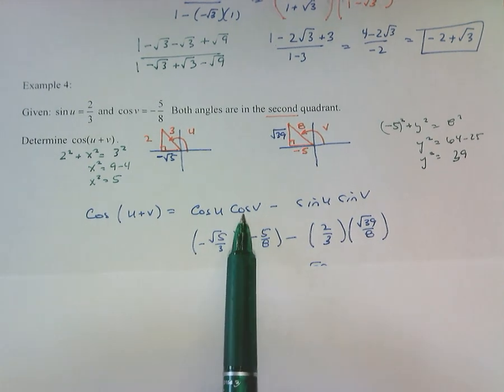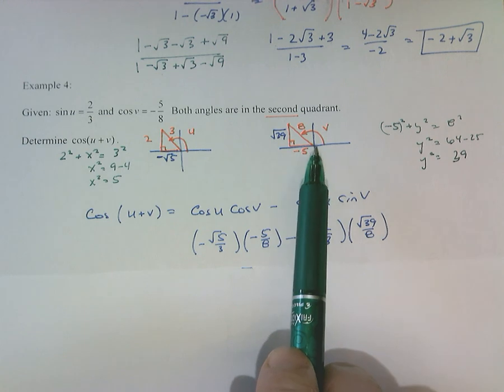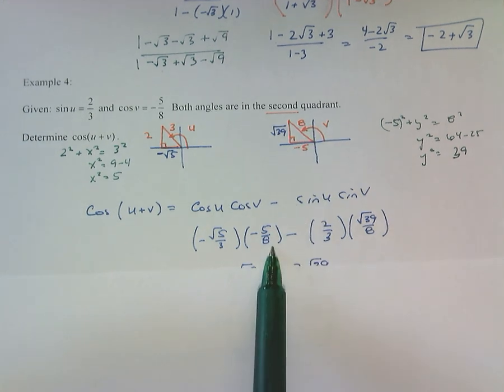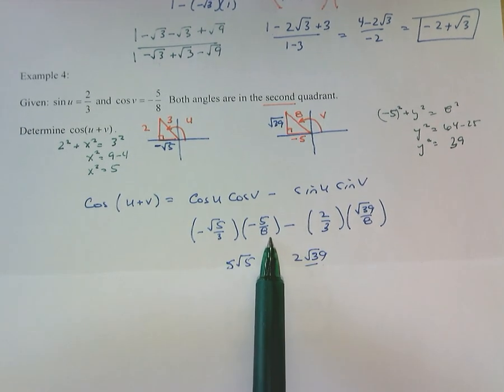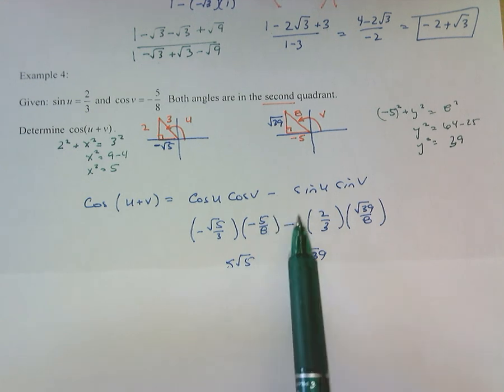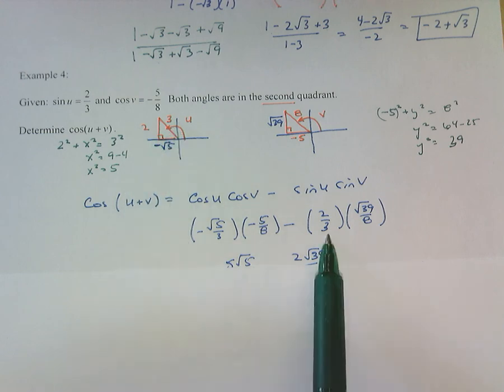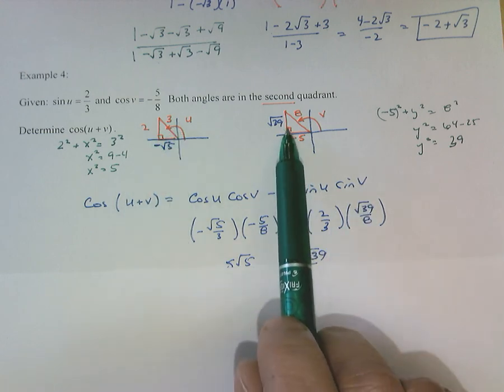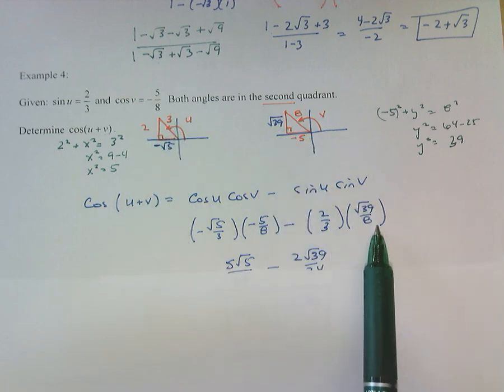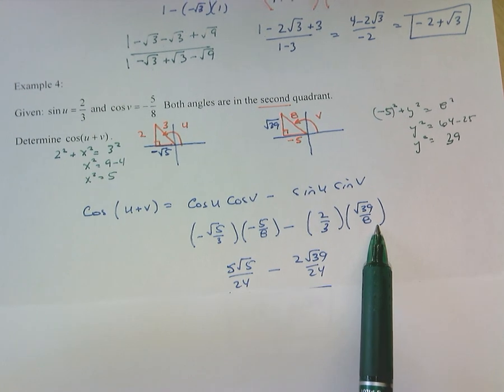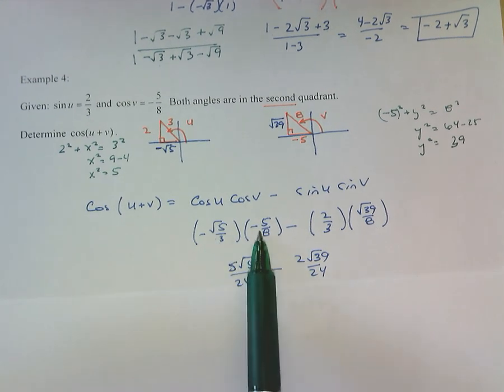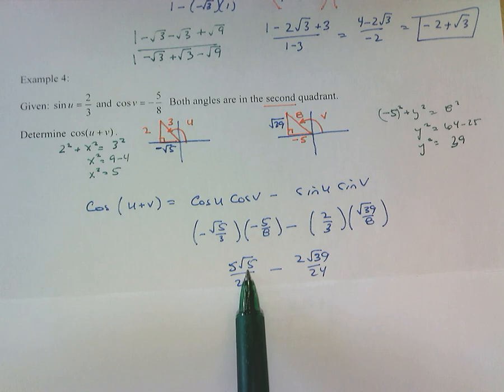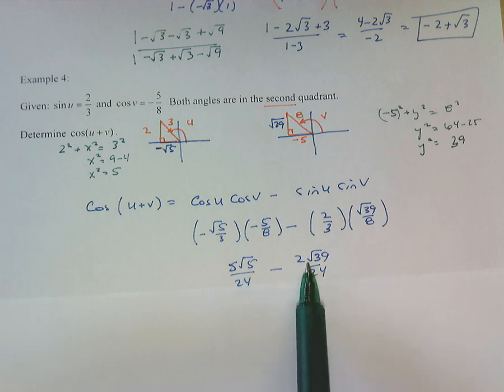Cosine of v. So for v, I've got to look at this one. Cosine is negative 5 over 8. So I replace it there. Notice I'm using parentheses to show multiplication. Minus sign, sine of u, so 2/3. Sine of v, square root of 39 over 8. I multiply. Negative square root of 5 times negative 5 is a positive 5 square root of 5. Minus 2 square root of 39.